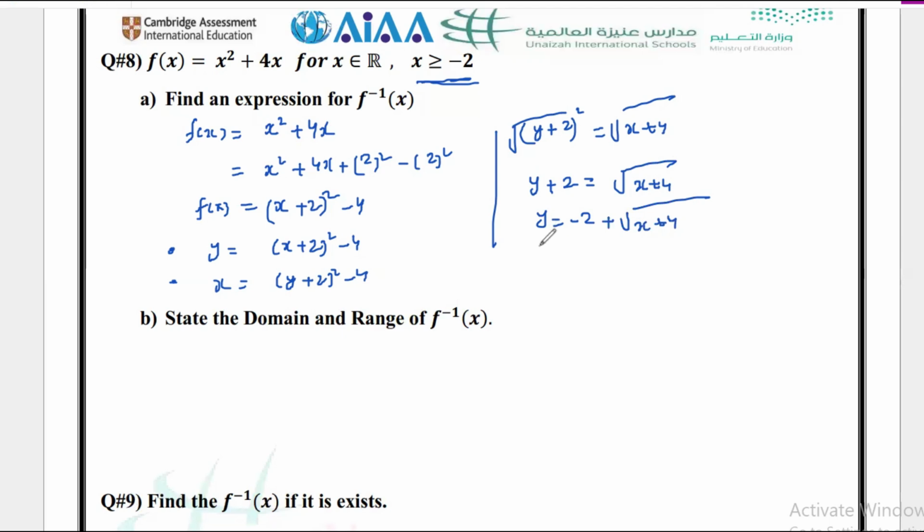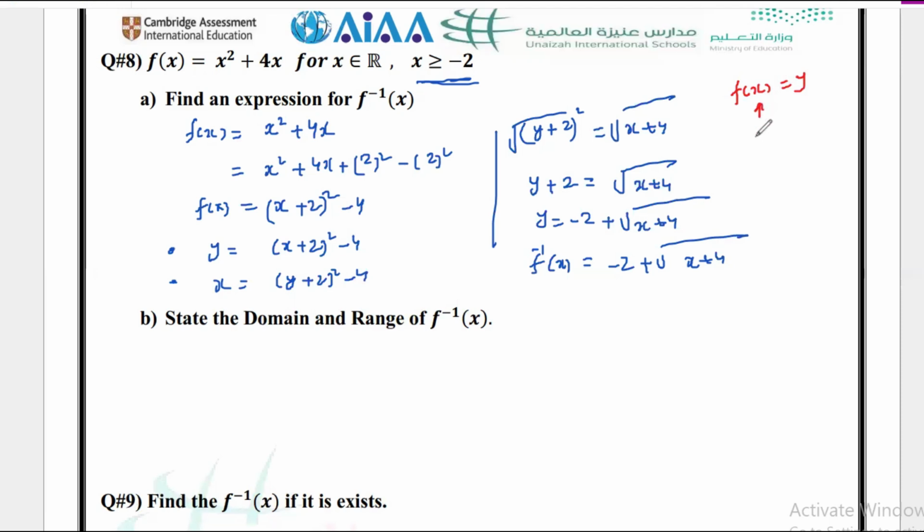And this is basically the inverse function of f(x), which is -2x + 4. So remember one thing, next part, part B, they are looking for the domain and range of the inverse function. Basically, the domain of the function is the range of the inverse function, and the range of a normal function is the domain of the inverse function. Like the idea is, for example, we have f(x) = y.